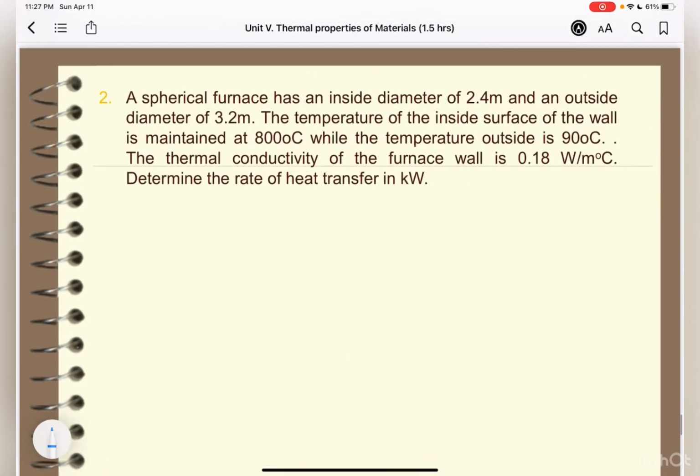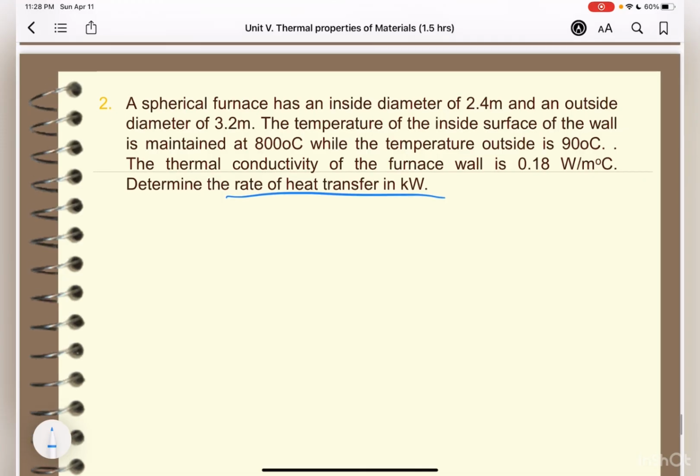Okay, now let's proceed with another example. Say I have a spherical furnace which has an inside diameter of 2.4 meters and an outside diameter of 3.2 meters. The temperature of the inside surface of the wall is maintained at 800 degrees C, while the temperature outside is 90 degrees centigrade. The thermal conductivity of the furnace wall is given as 0.18 watt per meter degrees Celsius. We're tasked to get the rate of heat transfer in kilowatt.